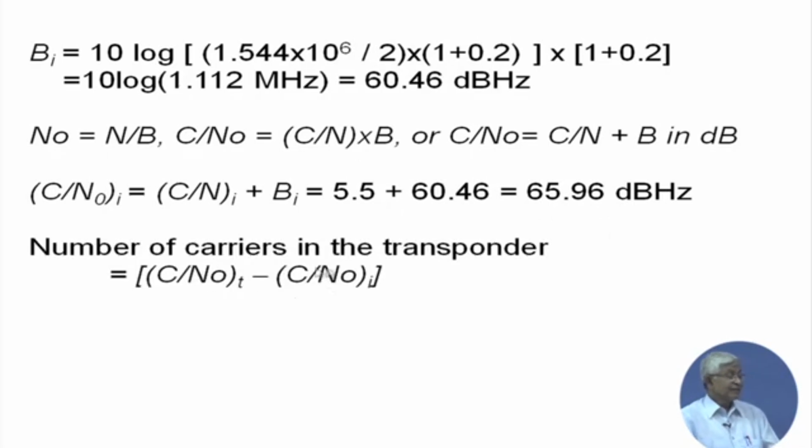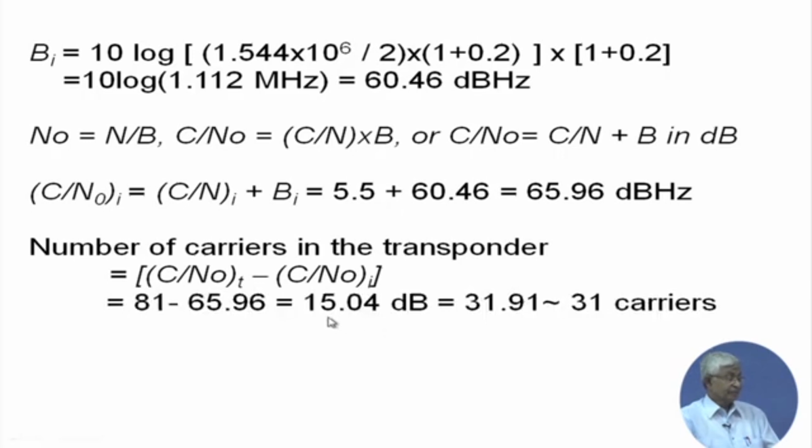So, therefore, for the number of carriers, we have total C/N0 specified and individual C/N0 we have got. So, in dB it is subtracted and we get a number like 15.04 dB, which converted into ratio we get 31.91 carriers, which is the maximum possible, because it is based on the total C/N0 that is available. So, 31.91 is the maximum possible. So, we cannot make it 32 because that will violate the total C/N0. So, you have to transmit 31 carriers.